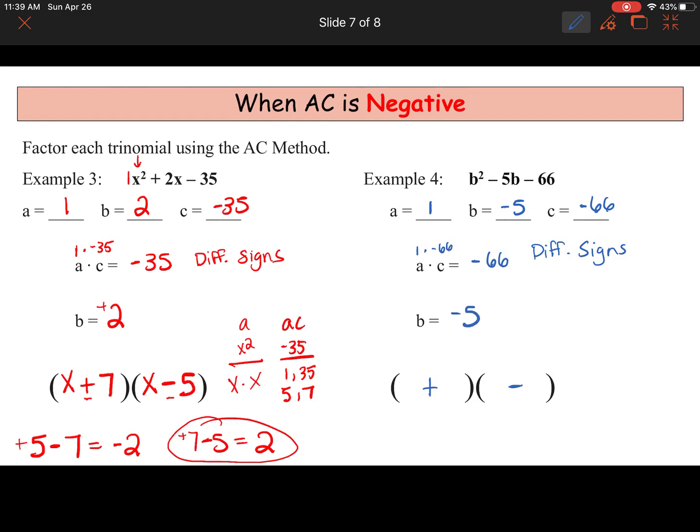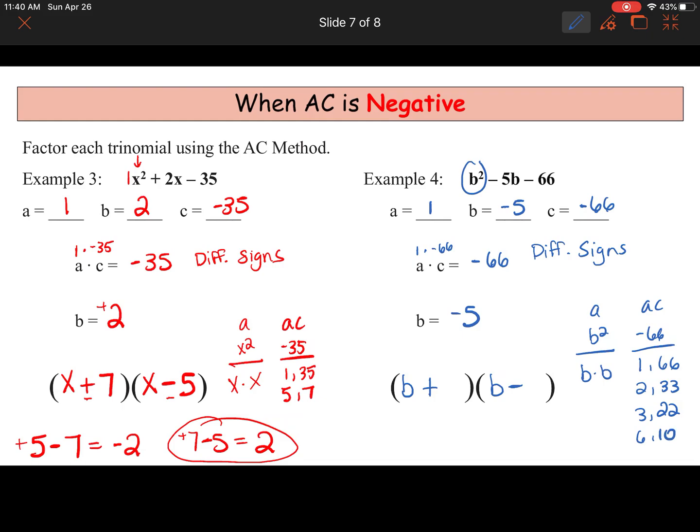Okay, my B is negative 5. Now, let's figure out what goes inside the parentheses. I take my A, which is b squared. I know that b times b gives me b squared, so I have b and I have b. I take my AC, which is negative 66, and I write out the factors of negative 66. We have 1 and 66. 2 times 33 is 66. 3 times 22 is 66. And 6 times 10 gives me 66.